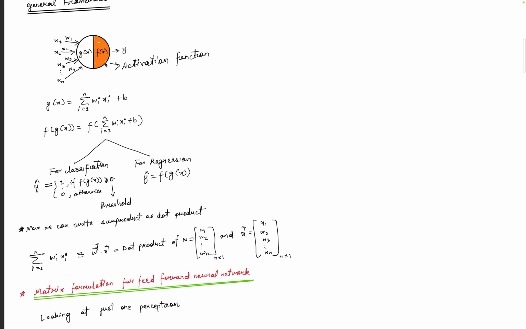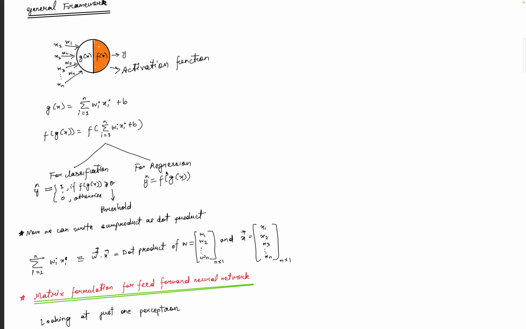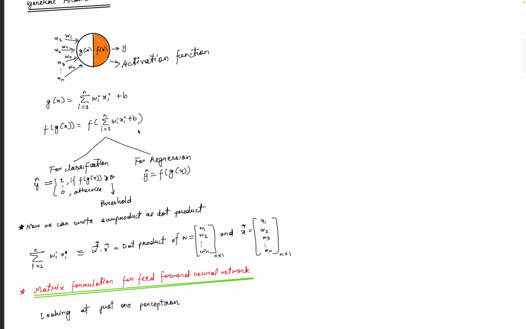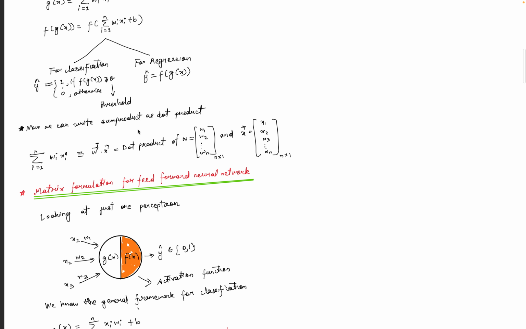Suppose we are using it for binary classification. This activation function will again use the output of g of x, and based on what the function is, it will convert it to some different value, and if that value is greater than a certain threshold, we'll get the answer as 1, otherwise 0. If the problem is of regression, then f of x, whatever the function is, will convert the output of g of x, and that output will be y hat, or you can say the predicted value for the regression. This is the general setup or general framework for the neural network model.